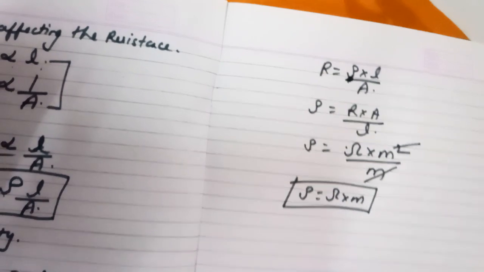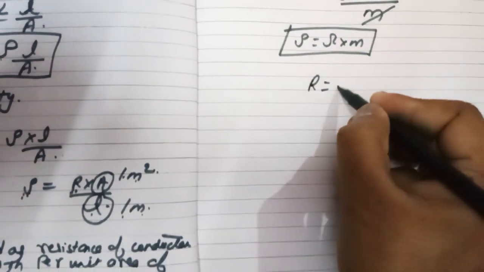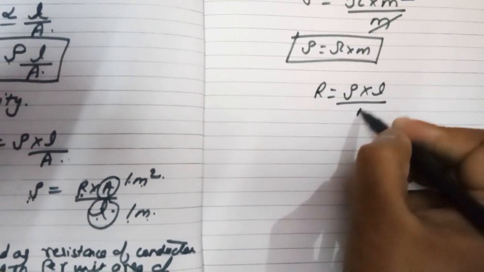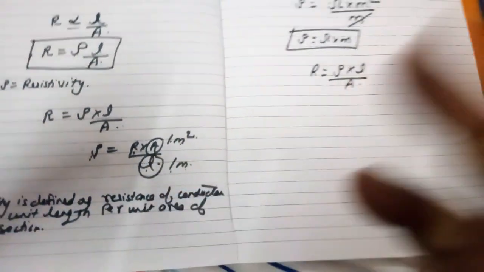So this is all about the very important formula. The main formula is R equals rho into L upon A.